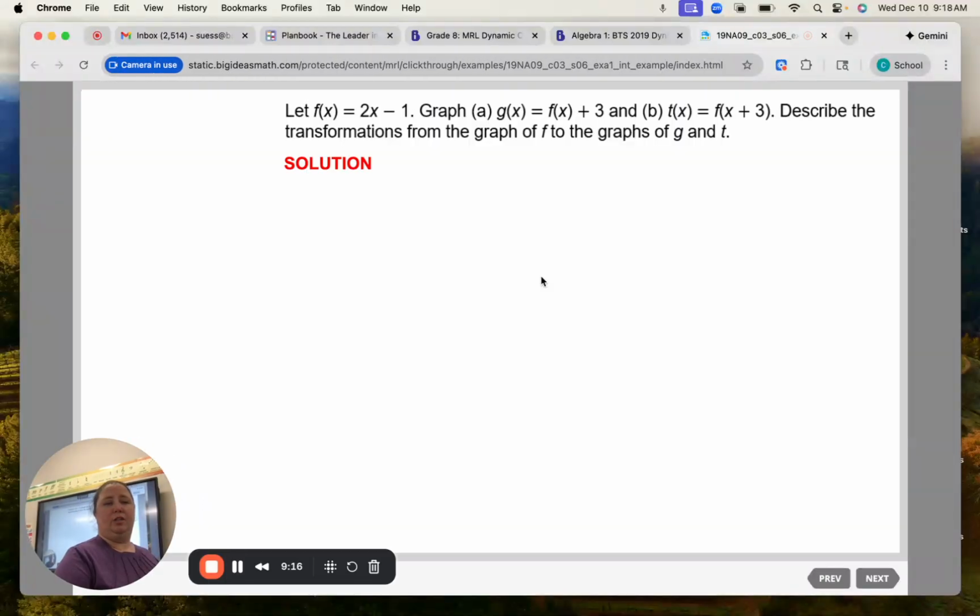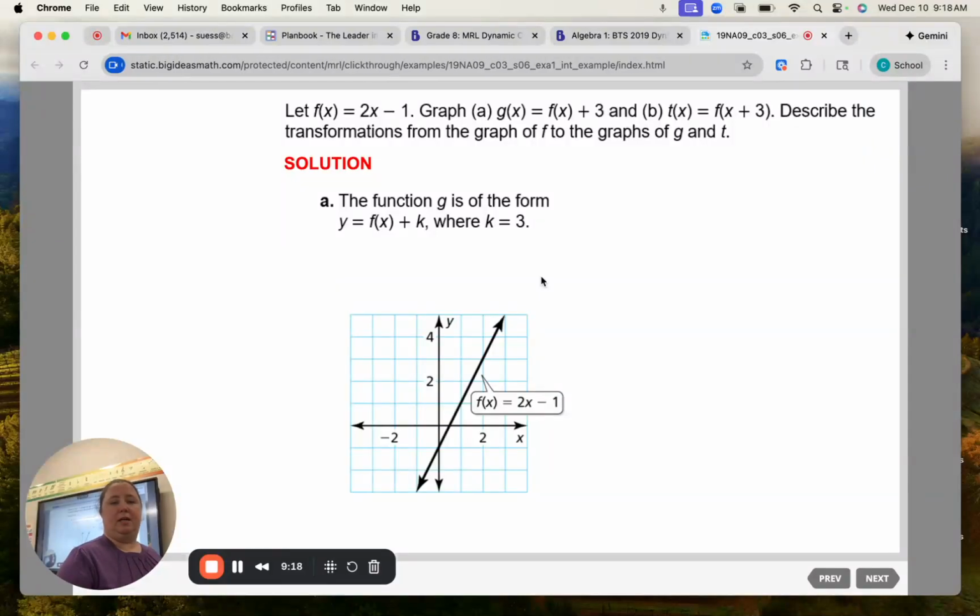Okay, so we have our original equation, 2x minus 1. You can see that they've graphed it. And they want us to graph two more. A g of x where g of x equals f of x plus 3. And then the second time, we're going to do a different translation. And then you describe your transformation. So you're just going to tell me what happened. Moved vertically, up however many, or down however many, whatever.